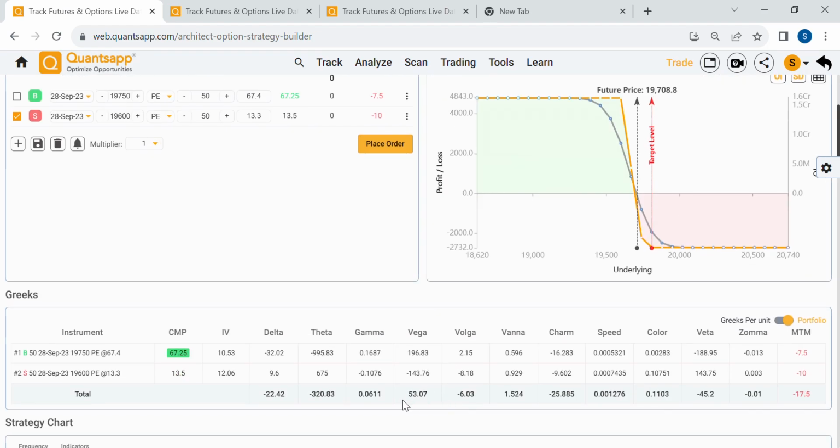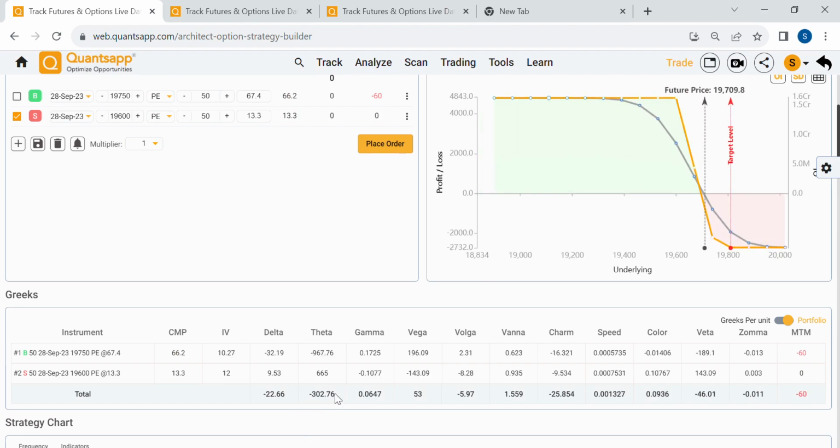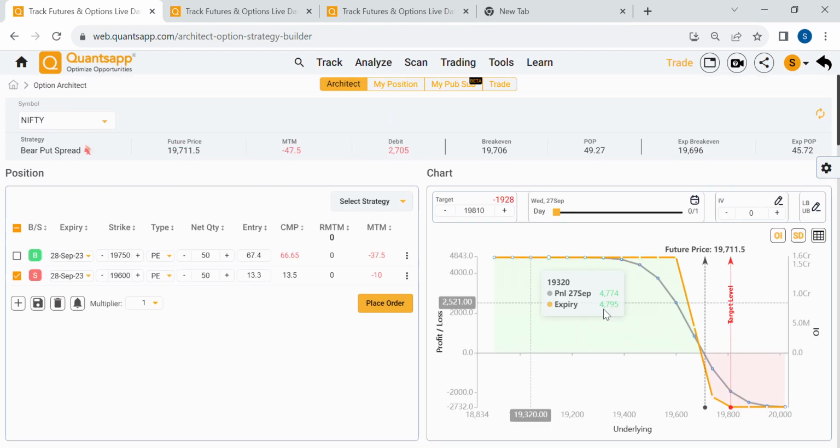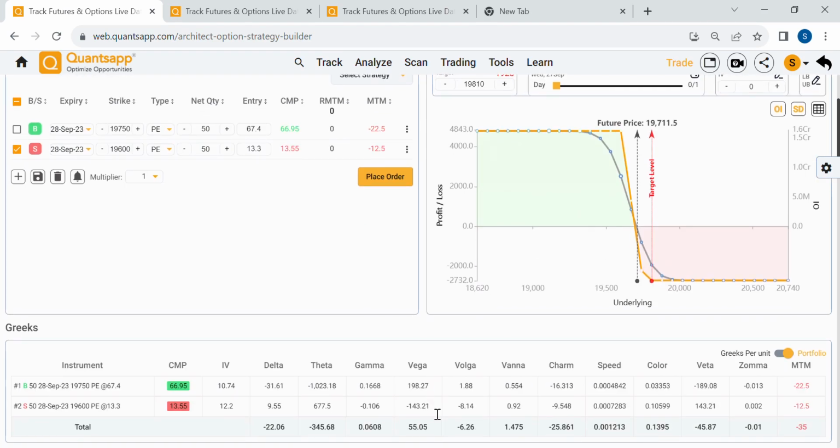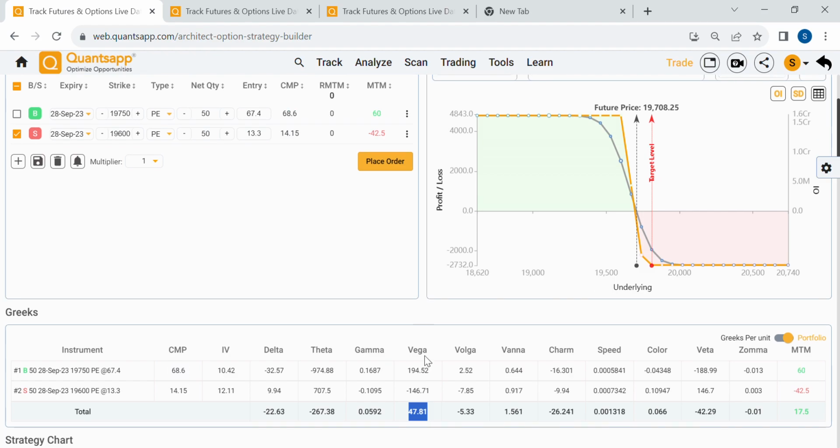Also, this being a Vega positive strategy only, the Theta was roughly around 1000. If you see 1 lakh Theta, it is roughly around 1000. We managed to reduce it to 300 rupees, right? Still we are losing Theta, but it is relatively very less compared to what we had built earlier, which was a long put. Also, we are getting a marginal benefit of Vega as well. It is not very impactful, but still it is giving us some extra cushion in this option trading strategy.